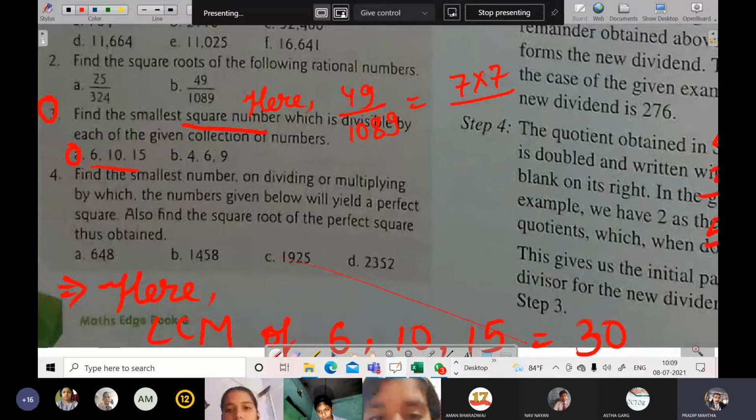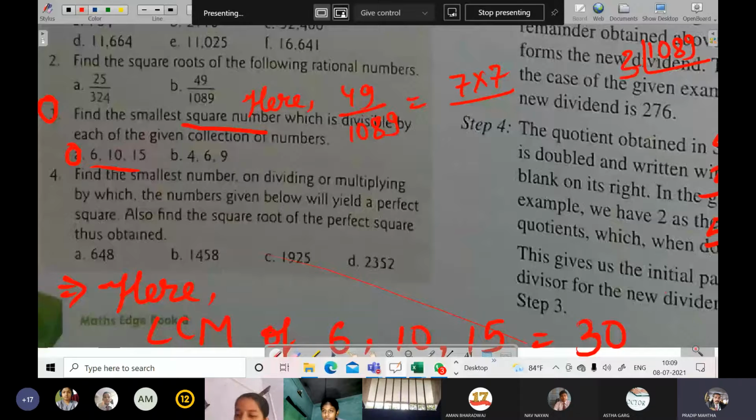If you don't know, then you should remember. And 1089 we do not know, so we will prime factorize it. With 2 it will not go. With 3 it will go: 3 3s are 9, 1 and 8 is 18, 3 6s are 18, and 3 3s are 9. Again with 3 it will go, 1, then 2 3s are 6 and 1. Then with 11 it will go. Of course, you should know 11 square is 121.